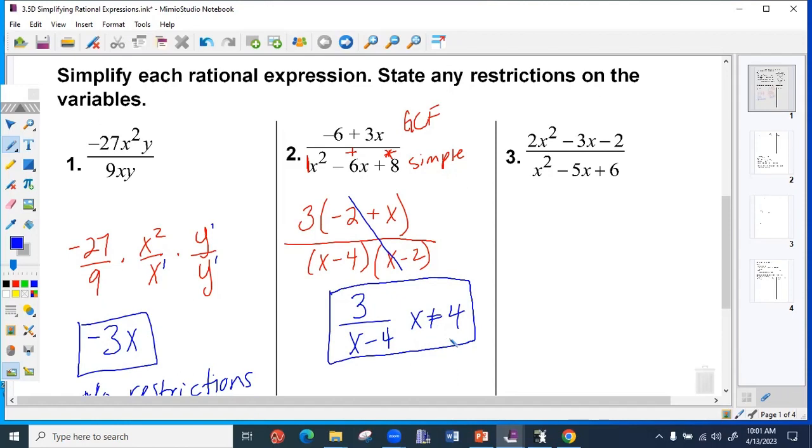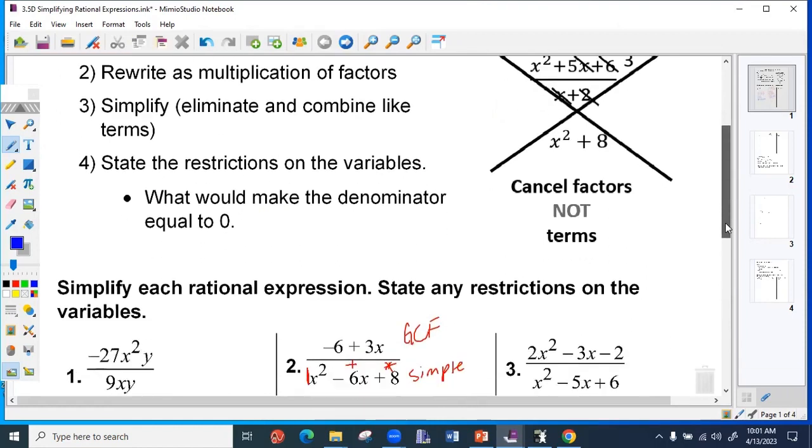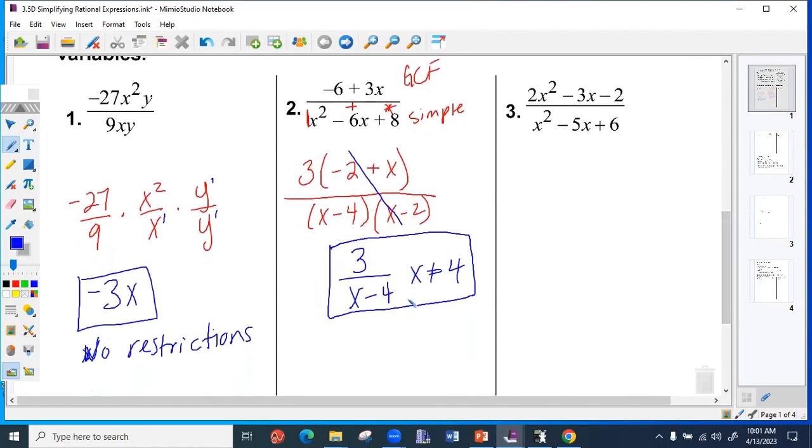The restrictions are only in the denominator. Our restrictions are where? Denominator. What would make the denominator equal to 0? Yes, and that is our answer.